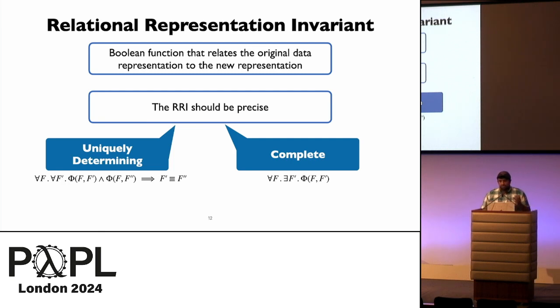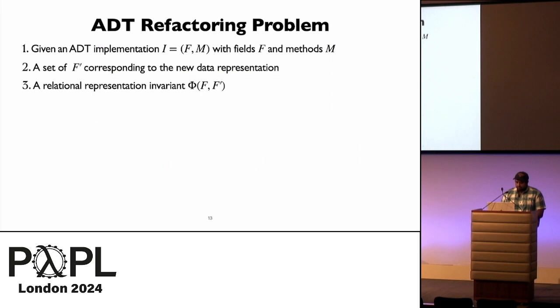And essentially what this is really saying is that there should be some kind of function that maps the old to the new. So with this in mind, we can define this refactoring problem.